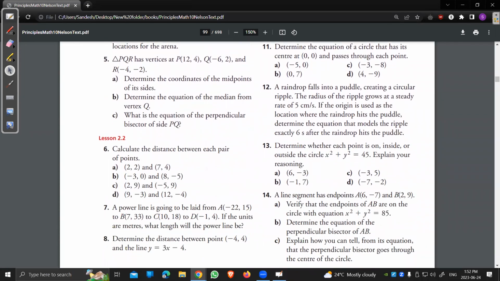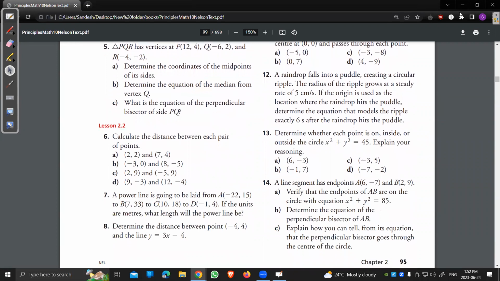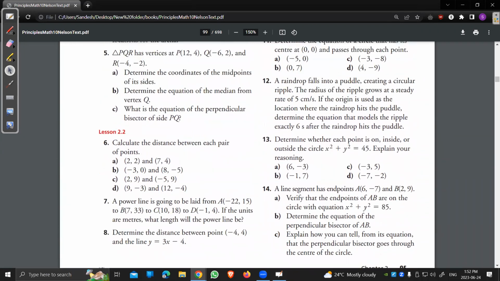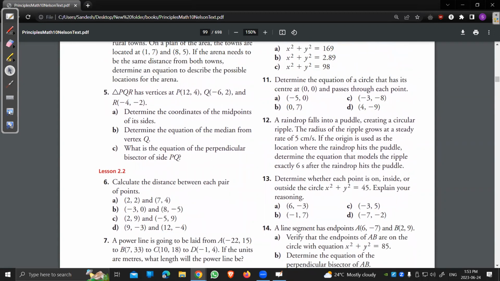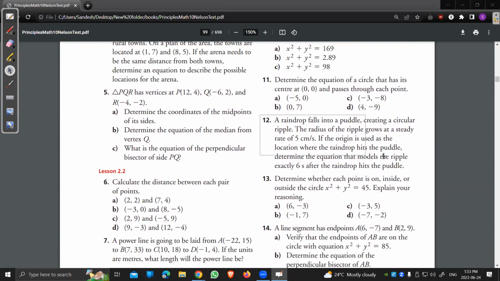I'm trying to find an interesting question. All of them are okay. Like this one, we skipped it in the very beginning.